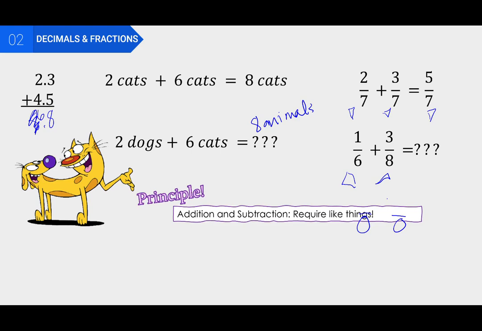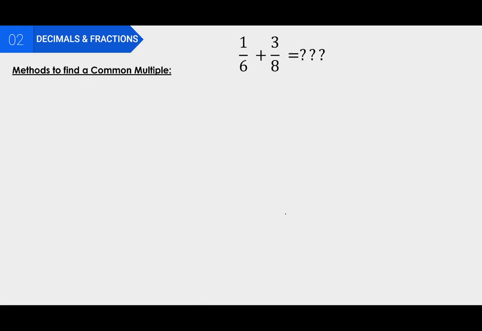We need like things. You're going to hear this principle a lot with addition and subtraction. We have to have like things. We have to have the same size units. And we get those with something called multiples. There are 3 methods of finding a common multiple.